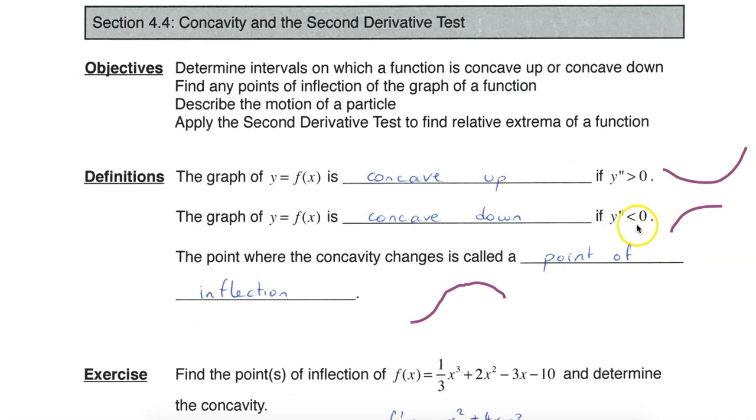If the second derivative is negative on a certain interval, then it is called concave down. And if you are on a bike, then it is turning right.